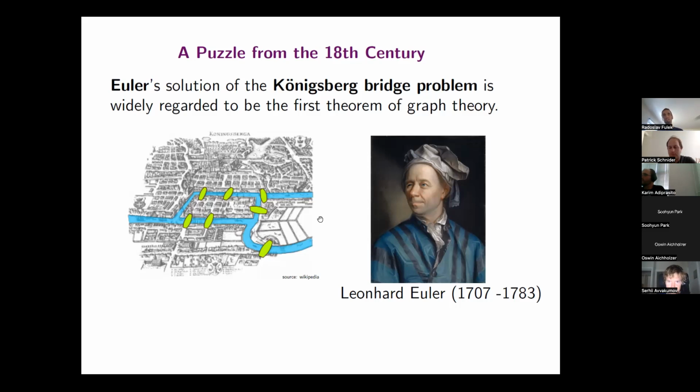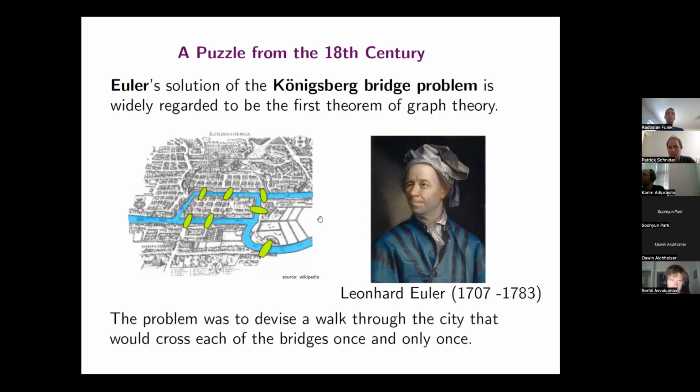and many literature sources say that this starting point was Euler's solution of the Königsberg bridge problem, which asks us to devise a walk through the city of Königsberg that would cross each of the bridges in this town exactly once. Right, so this, of course, we model as a graph.